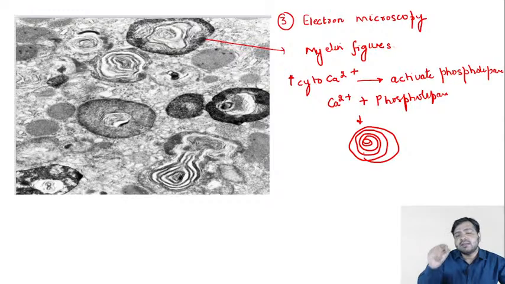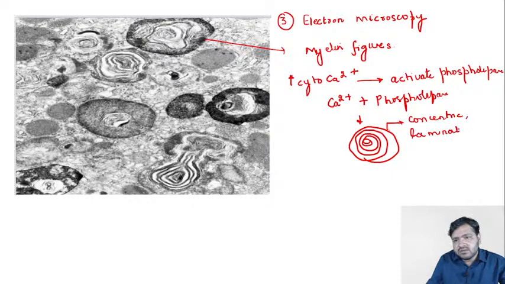It's just like onion rings, similar to that. You can just write it as concentric. Basically these are laminated structures, and moreover we have the wall like structures, guys.